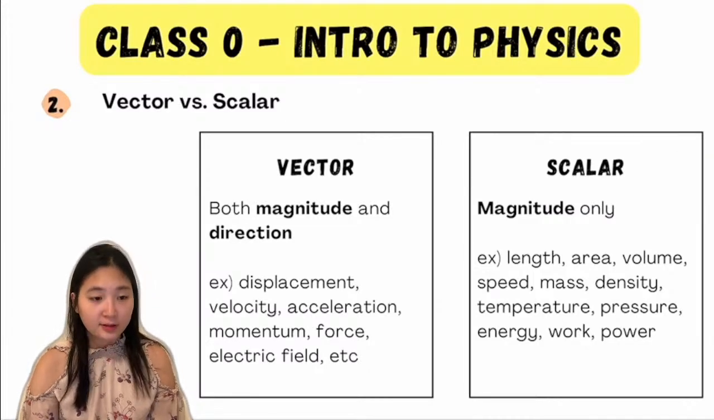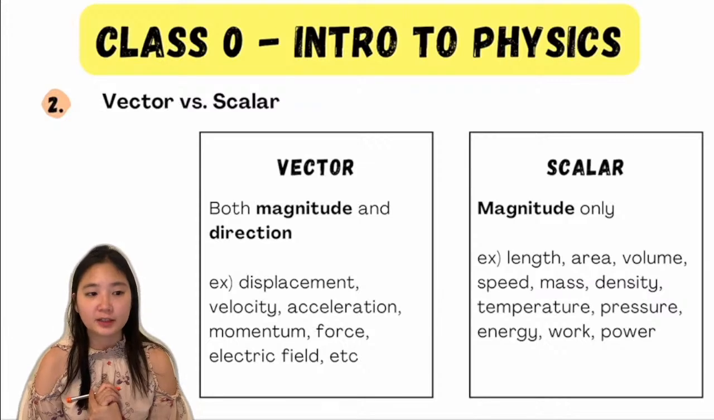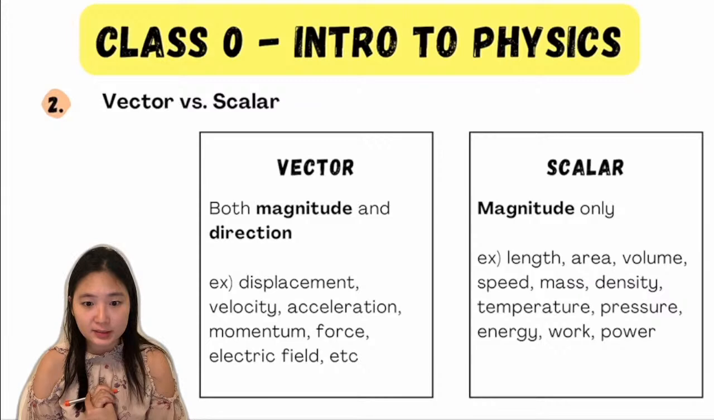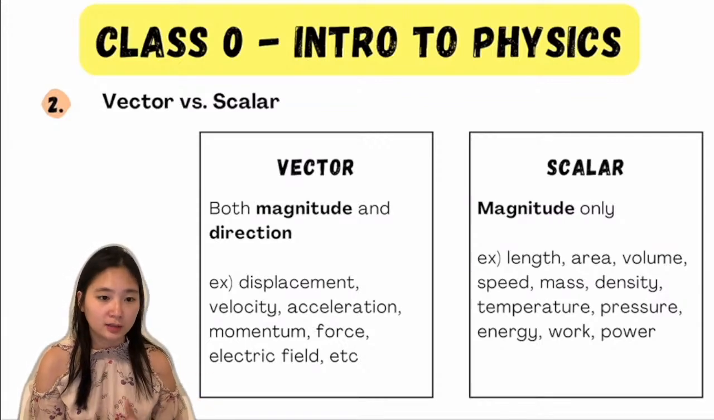Okay, and the next is going to be vector versus scalar. I do consider vector as one of the most important concepts that you need to know before you learn physics, because all of those physical quantities are categorized into either vector or scalar. So it must be one of them. The primary difference between the vector and the scalar is that scalar has magnitude only, while the vector has both magnitude and direction.